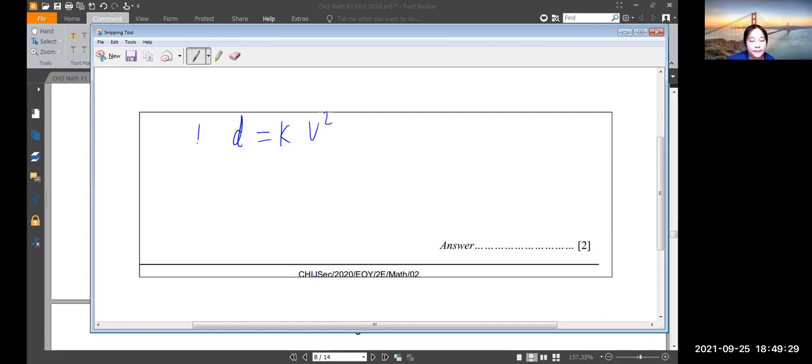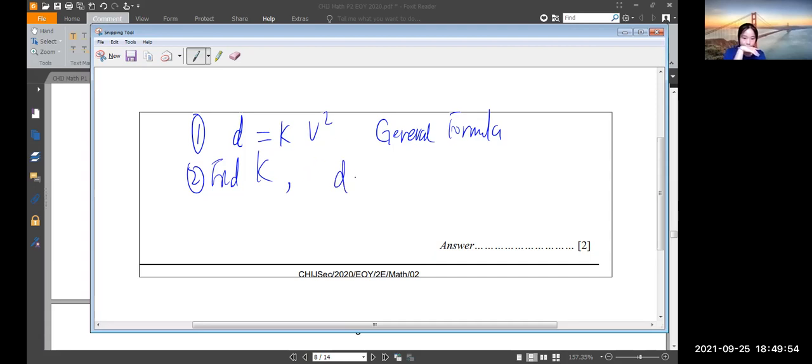Okay, so this is step 1, general formula. Once you have the general formula, step 2, find K, right? But over here, K is not given. Then how? If K is not given, then you just do it without any value. So D equals K times V square. So K is equal to D divided by V square. Am I right?